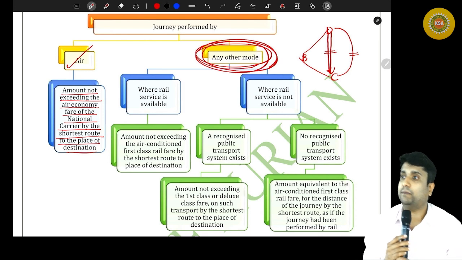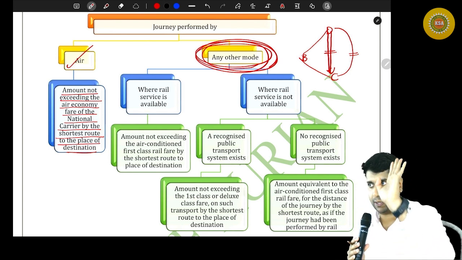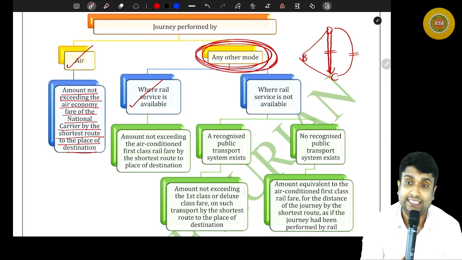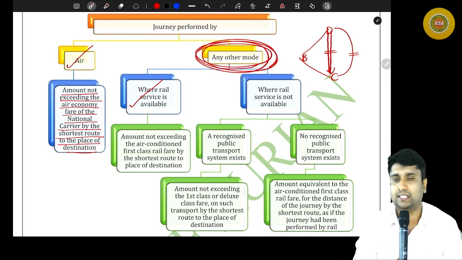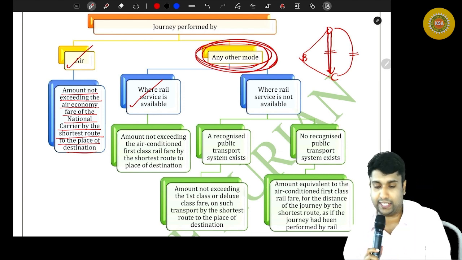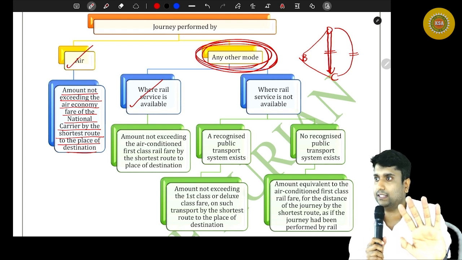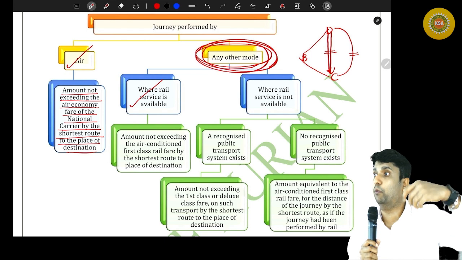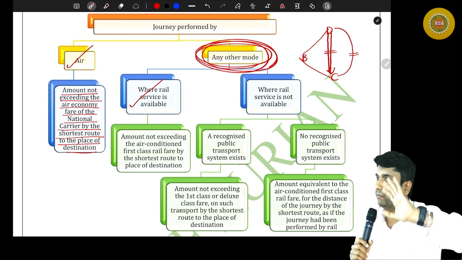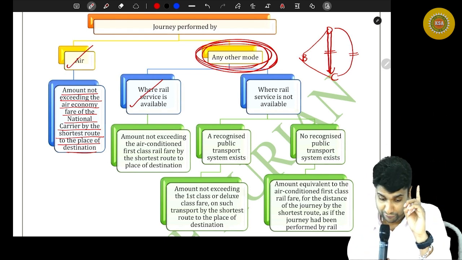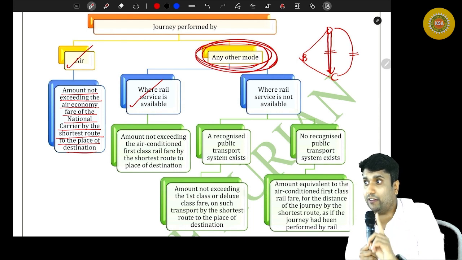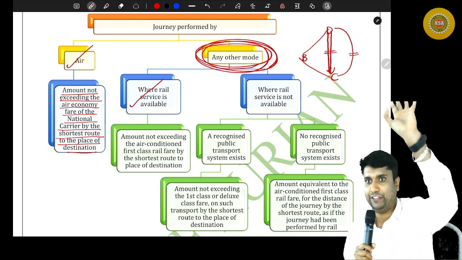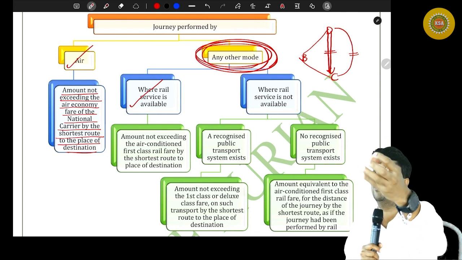Now, what if you have performed that journey in any other mode? The first thing you have to check is whether rail service is available. Is rail service available from Chennai to Delhi? Yes, you have rail services from Chennai to Delhi. Say you have gone in a car from Chennai to Delhi. The first thing is to check whether your place of origin and your farthest destination are covered by train. If the answer is yes, ignore the petrol cost.